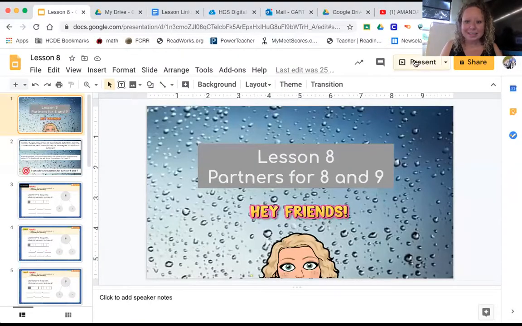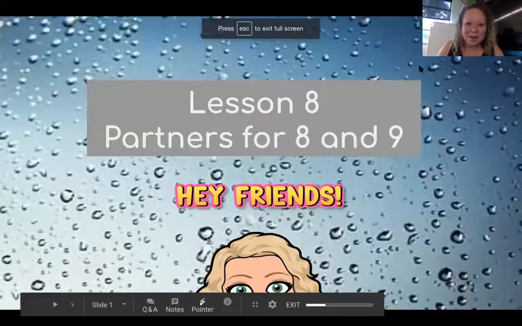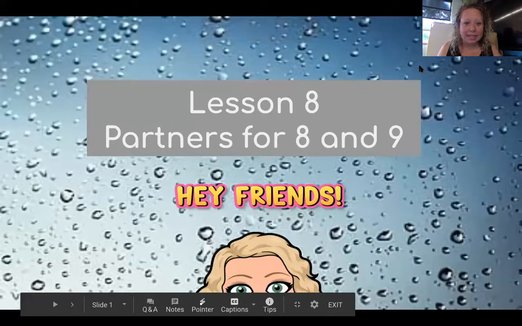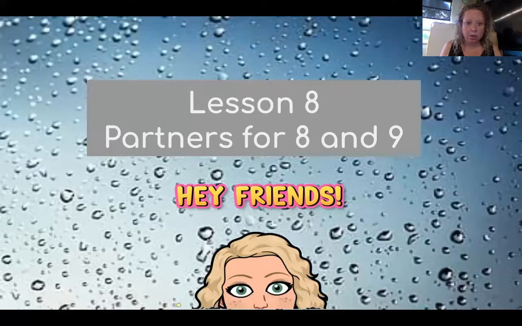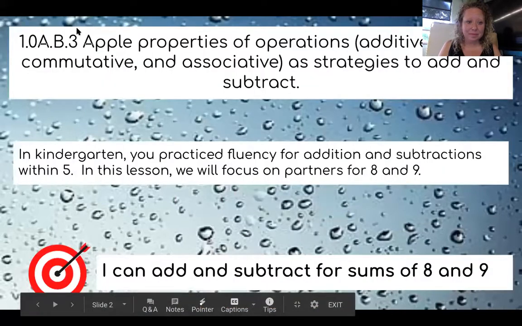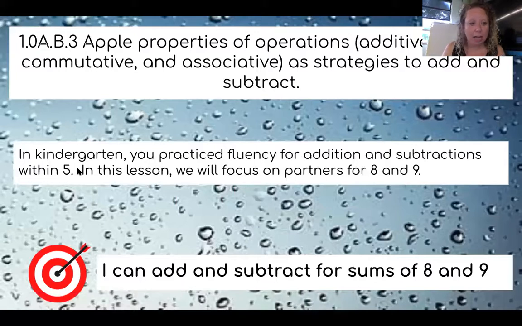All right. Today, we are going to be working on Lesson 8, which is Partners for 8 and 9. Yesterday, we worked on Partners for 6 and 7. Today, we're going to be working on Partners for 8 and 9. In kindergarten, you practiced fluency for addition and subtraction within 5. In this lesson, we're going to expand our knowledge and move on to Partners for 8 and 9.